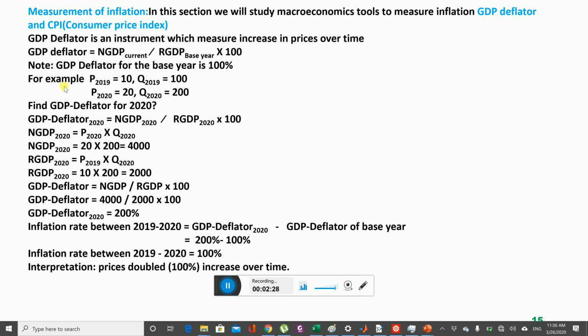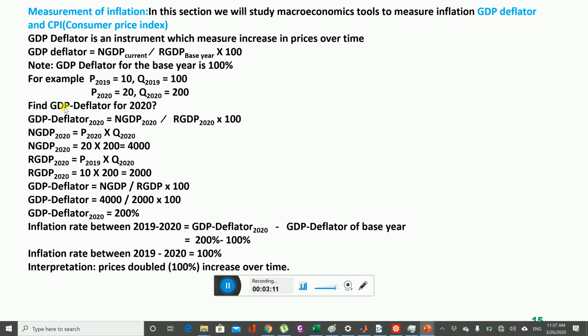I am giving one example to show this. Suppose this is the price of a marker in 2019, 10, and the quantity of the marker in 2019 is 100. The price of the same marker in 2020 is 20, and the quantity of the same marker in 2020 is 200. These are the information: price in 2019 is 10, quantity in 2019 is 100, and for the same commodity, the marker, price in 2020 is 20 and quantity in 2020 is 200.